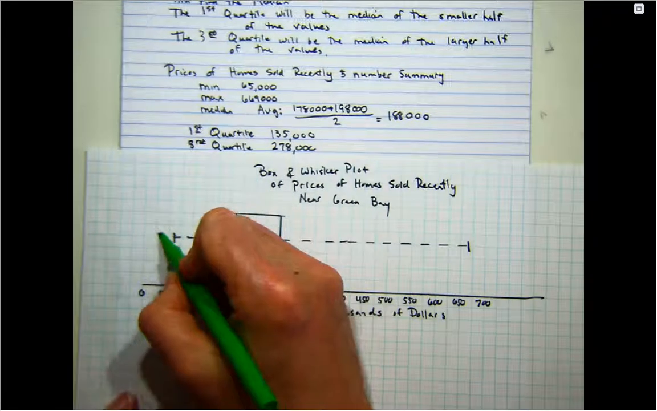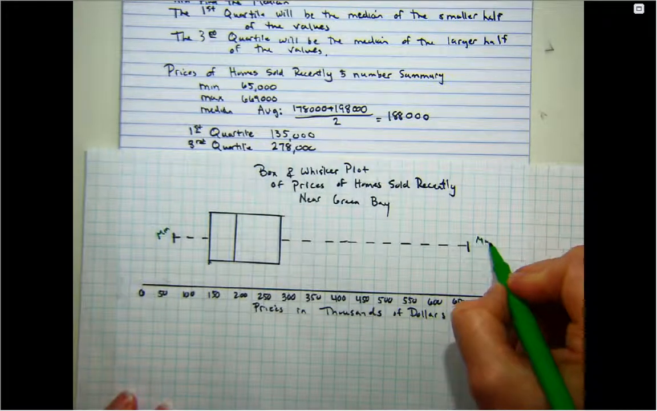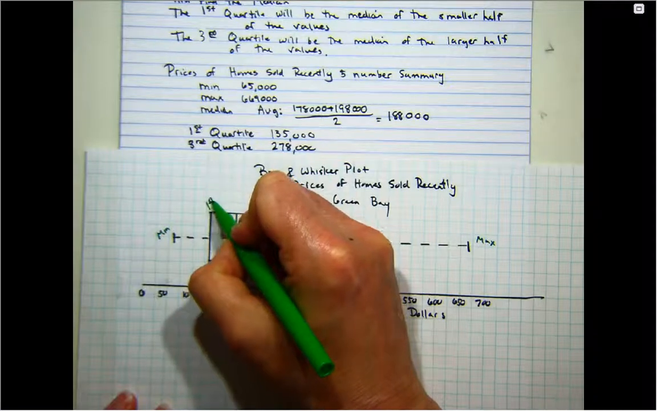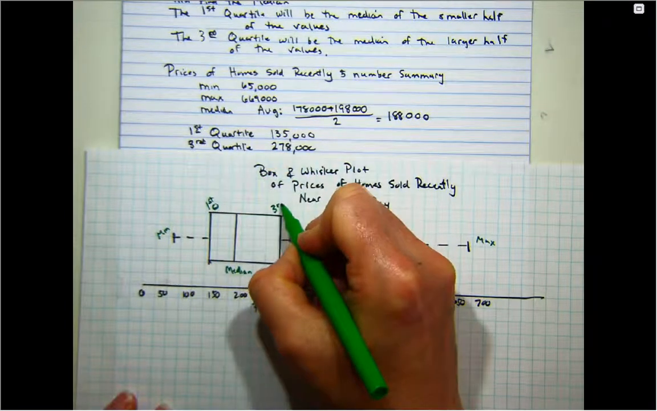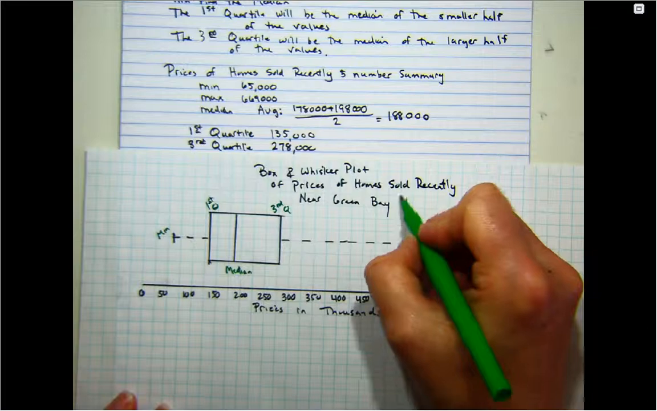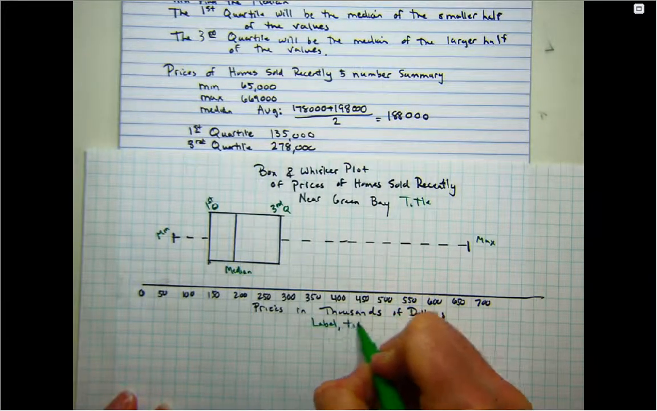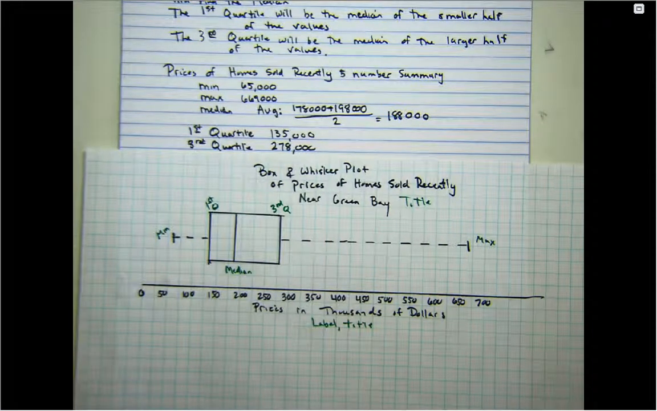So we have min, max, median, first quartile, third quartile, title, label, title. No vertical axes. There would be no meaning to a vertical axis unless you were comparing several box and whisker graphs. So I just labeled everything in green that I'll be looking for on your quiz when you take your quiz.